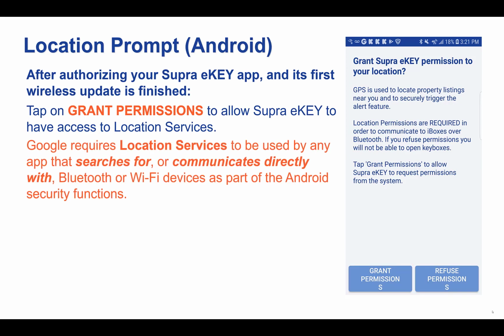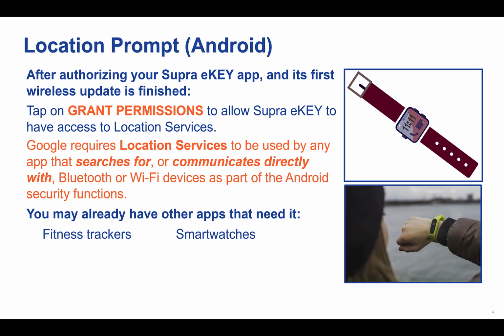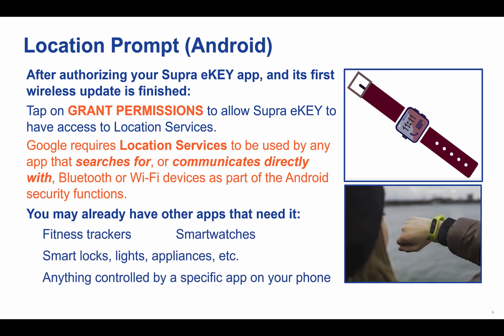What this means is Google requires location services be on for any app that searches for and communicates directly with Bluetooth or Wi-Fi devices as part of the Android security functions. So this is not something like a Bluetooth speaker or whatever that any app can use as part of the sound. This specifically is for things such as fitness trackers, smartwatches, smart locks, lights, appliances, etc., anything controlled by a specific app on your phone. So you may already have it enabled and being used by something else. eKey would just be another one of those apps that would require that.